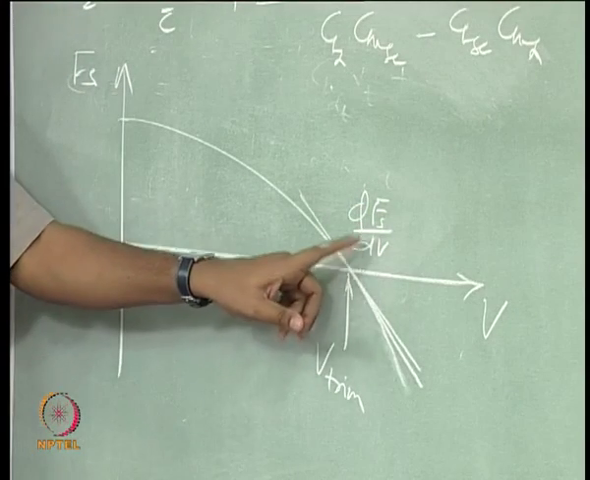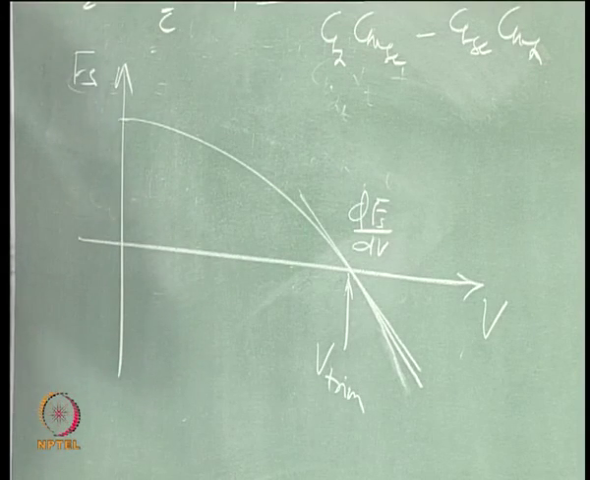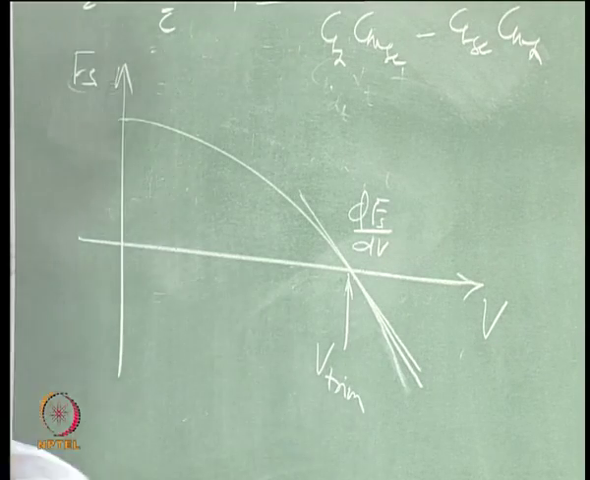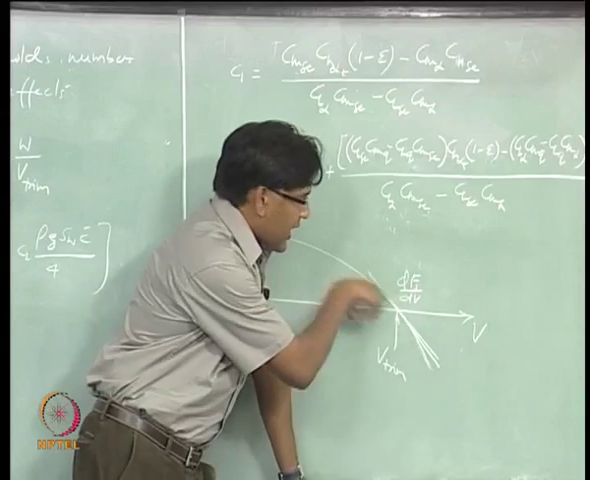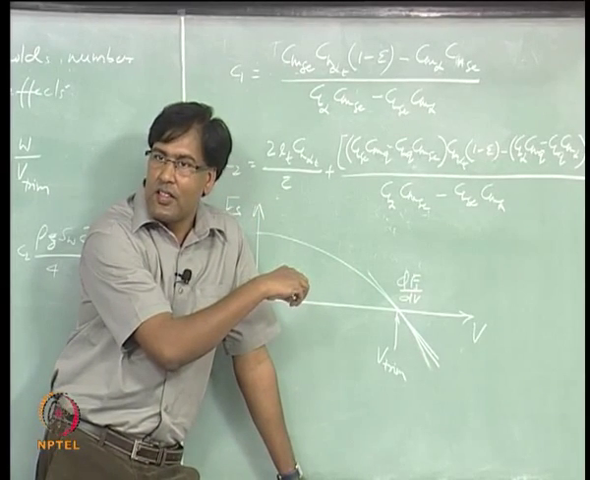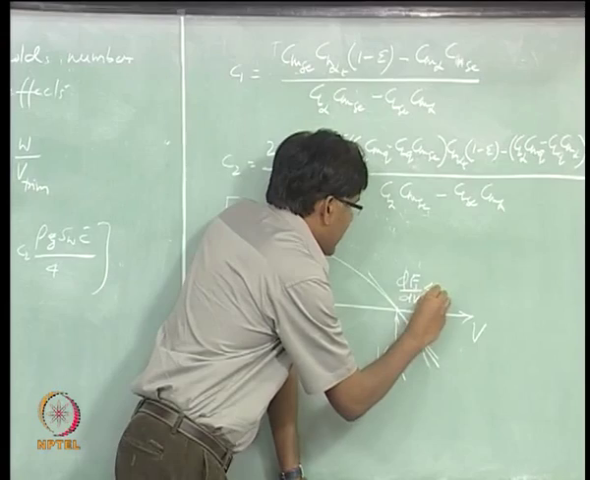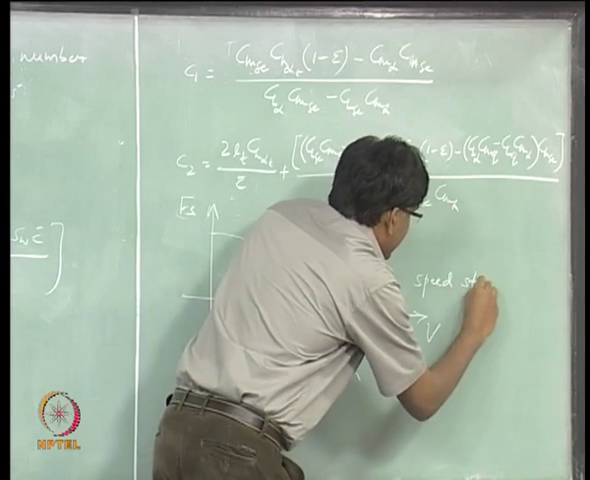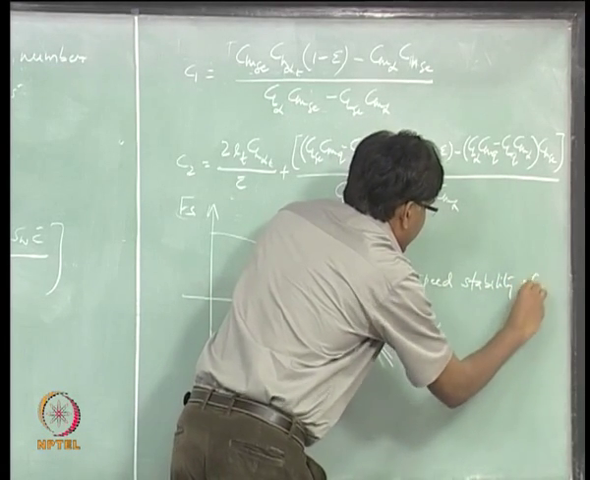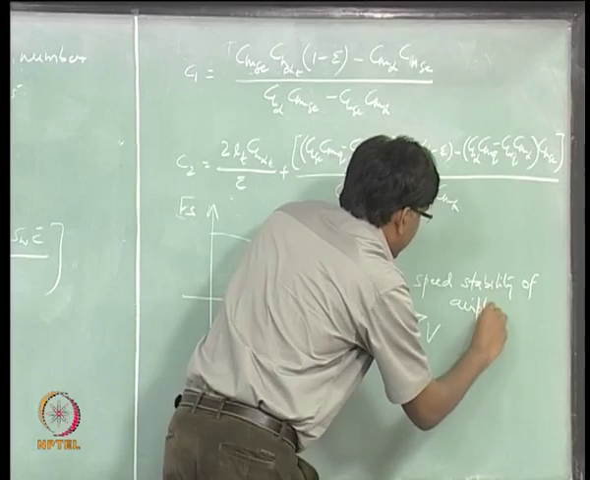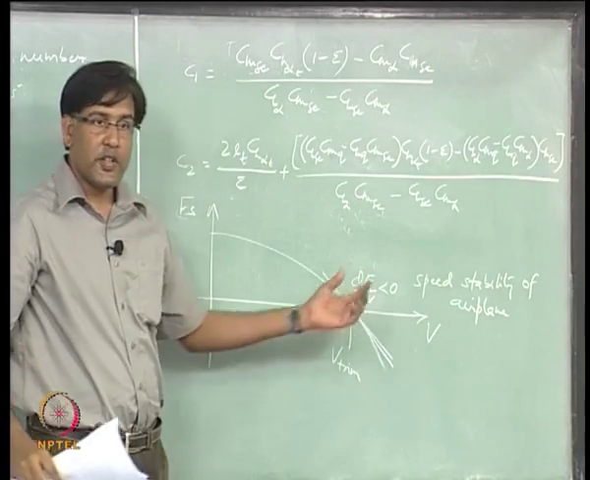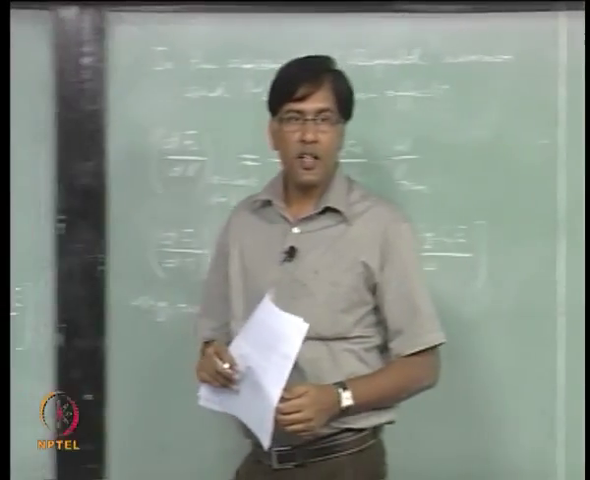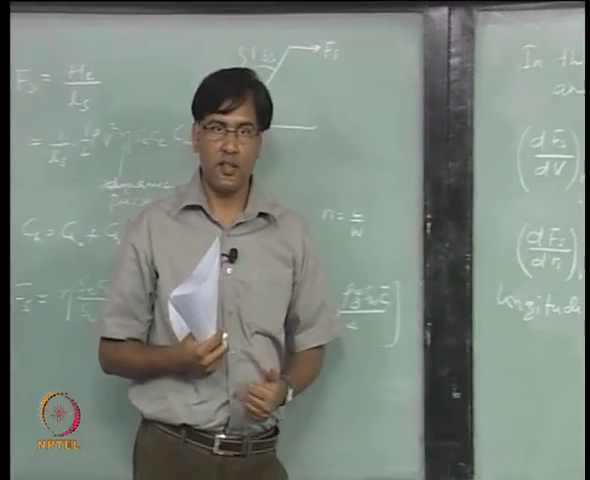What should be this force for stability? What should be the sign of this gradient? When you change... but right now this slope is what, positive or negative? It is negative, right? And this indicates speed. Your airplane should have this property if you want it to be stable with change in speed, okay.